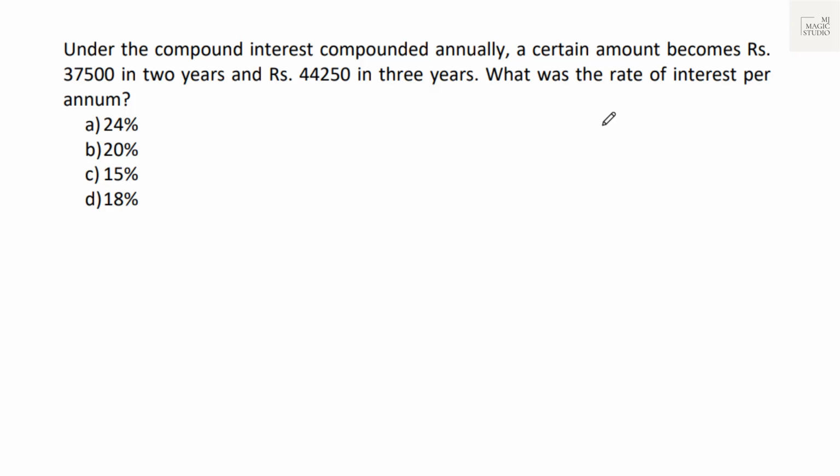Let's solve a few questions pertaining to compound interest now. We know that in case of compound interest, we have a formula to calculate amount directly. Amount is P into 1 plus I to the power n. If we deduct principal from this amount, then we'll get compound interest. So straight away there is no direct formula to calculate compound interest. Compound interest is simply A minus P. Let's have a look. Under compound interest compounded annually, a certain amount becomes rupees 37,500 in 2 years.